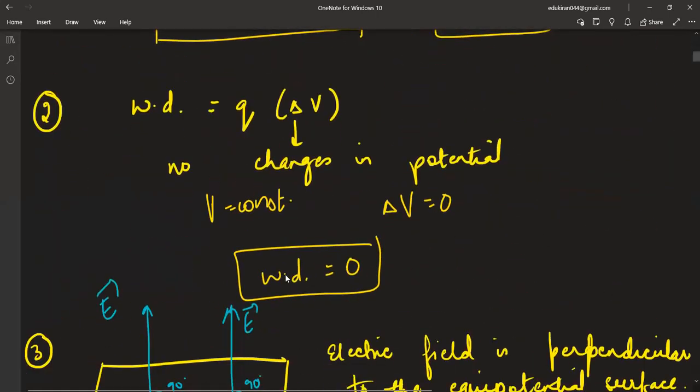And the important point that you should consider is that we discussed this formula: work done is equal to charge into change in potential. Remember, in the last class, we started with this only. Work done and potential for a point charge and potential due to a sphere. So using this formula, there is no change in potential. Potential is constant. So the change in potential is 0, and charge multiplied by 0 gives work done as 0.